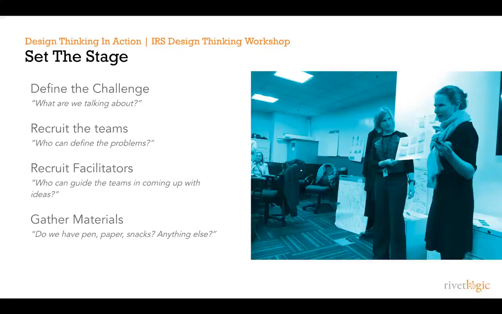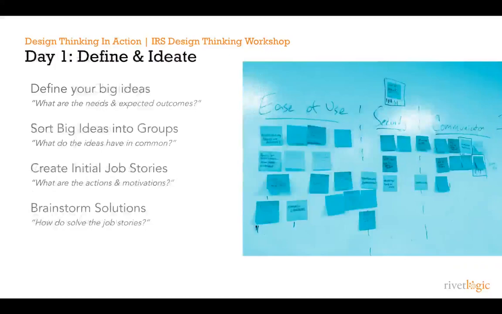So day one, we defined and ideated around the big idea. We helped come up with those big ideas. What are the needs and expected outcomes? Who are we trying to help? Then we sorted the big ideas into groups of common big ideas. Some were about ease of use. Some of the big ideas were about security. Some of the big ideas were about communication. So we grouped those together and combined them so that we could narrow down to a smaller set of big ideas that we were really going to tackle. We then took those big ideas to create our initial job stories that talked about what the actions and motivations were for the people who would be using the product. And then we started to brainstorm solutions. We started to think, okay, how could we solve for this job story?